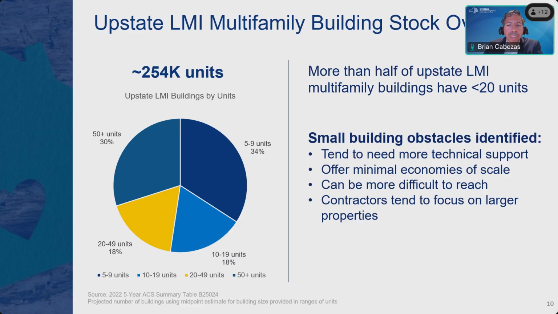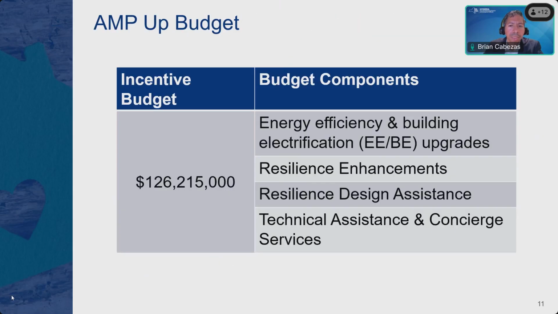They can be difficult to reach because of the ownership structure, where there is less centralization of buildings and units under a single owner or manager. So that makes it a little bit more challenging to target them in our outreach. And contractors in general tend to focus on larger properties that have the potential to receive larger incentive payments overall. So these findings helped inform the development of the program's low-rise pathway, which we'll discuss a little bit later in this presentation. We can go to the next slide, please.